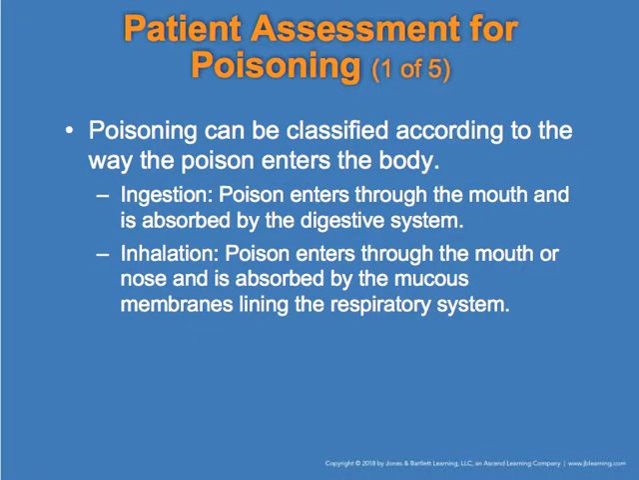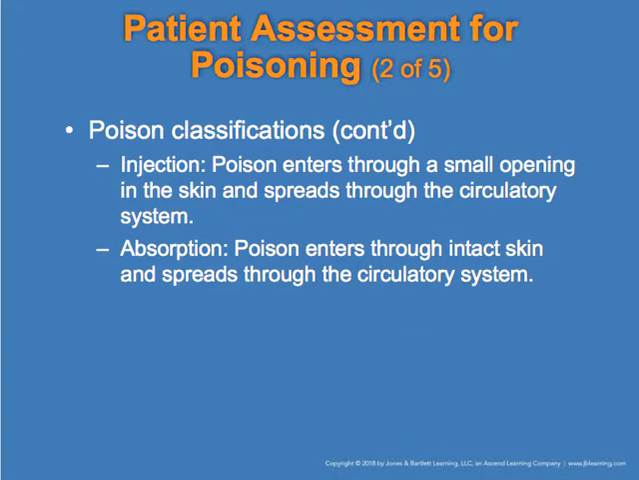Patient assessment for poisoning is one of the most important key points, right? Poisoning can be classified by the way that it enters the body: ingestion versus inhalation, right? Ingestion is where it enters the body through the mouth and is absorbed through the digestive system. Inhalation, on the other hand, we breathe it in through the nose, absorbed by the mucous membranes and the lining of the respiratory system. Injection is another way: poison goes through a small opening in the skin and spreads into the circulatory system. And absorption, where poison enters through intact skin and spreads through the circulatory system itself.